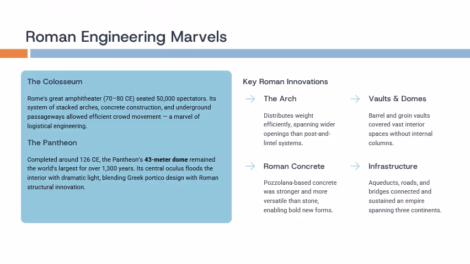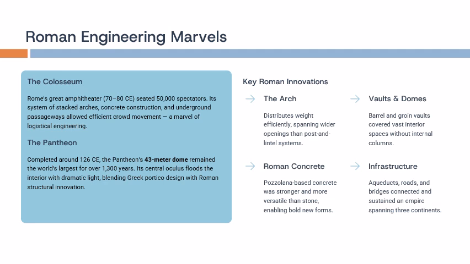Next, Roman engineering marvels: the first is the Colosseum and the second is the Pantheon. The Colosseum, Rome's great amphitheater, was built between 70 and 80 CE and seated 50,000 spectators. Its system of stacked arches, concrete construction and underground passageways allowed efficient crowd movement. A marvel of logistical engineering.